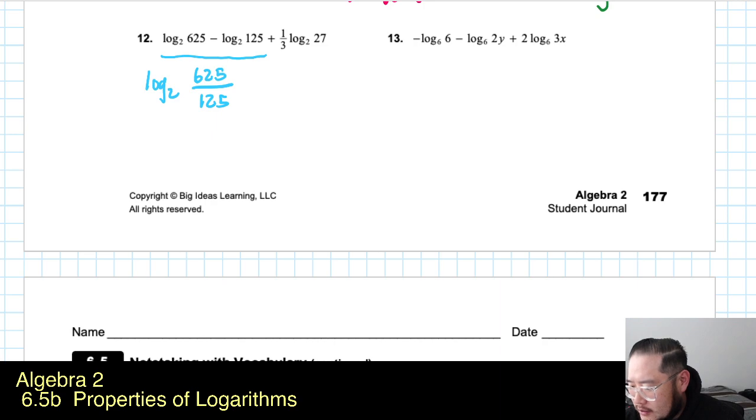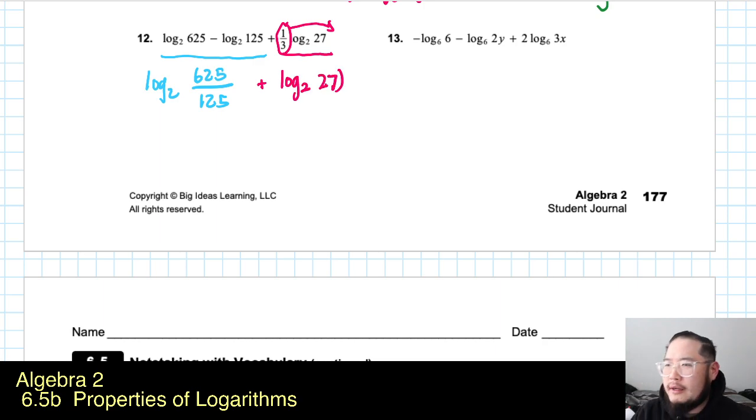And then let's do some reorganizing with this 1/3. We're going to put that as an exponent. So now I have plus, I've got log base 2 of 27, and I'll put that in parentheses to the 1/3 power. Now I have 27 to the 1/3 power, but we can rewrite that, and that's the same thing as taking the cube root of 27 if you were to rewrite that exponent as a radical. So this now becomes log base 2 of 3.